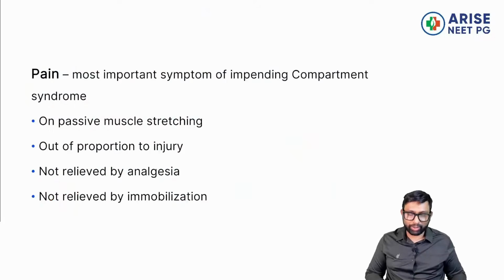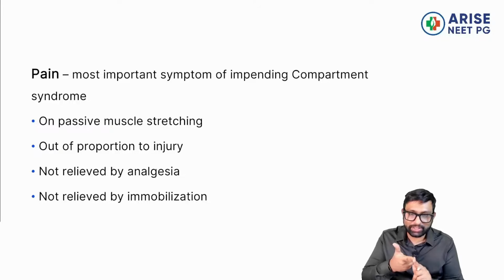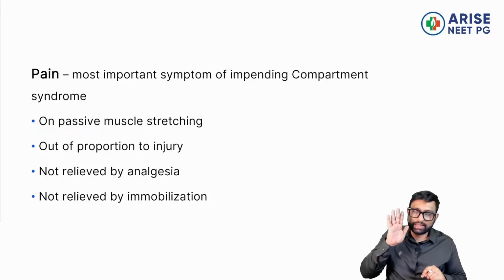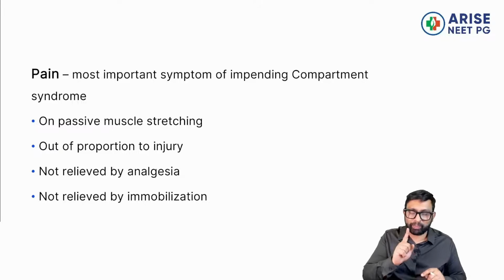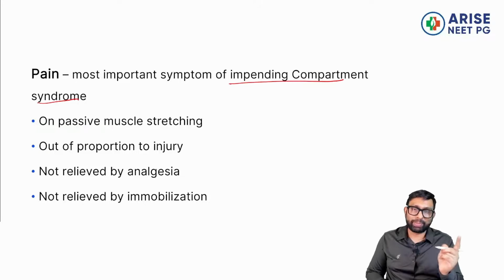But pain is the important feature. So the first thing you have to ask the patient is whether they have pain and whether this pain is present on passive muscle stretching. Is it out of proportion to the injury? Is it not relieved by analgesia? Is it not relieved by immobilization? This is a classical feature of an impending compartment syndrome. So these things are important. More than pulse, these features are important to be there in any patient.